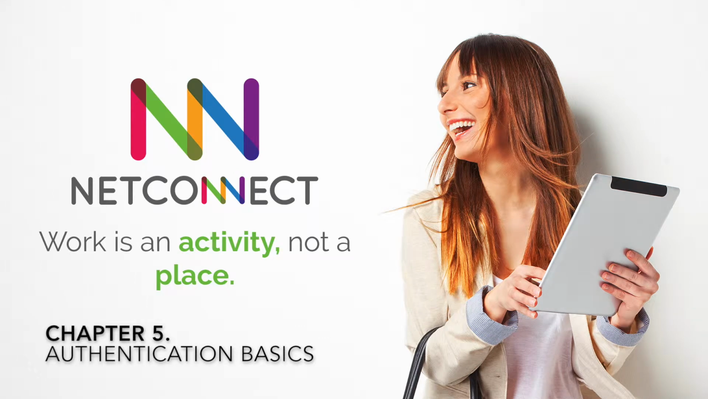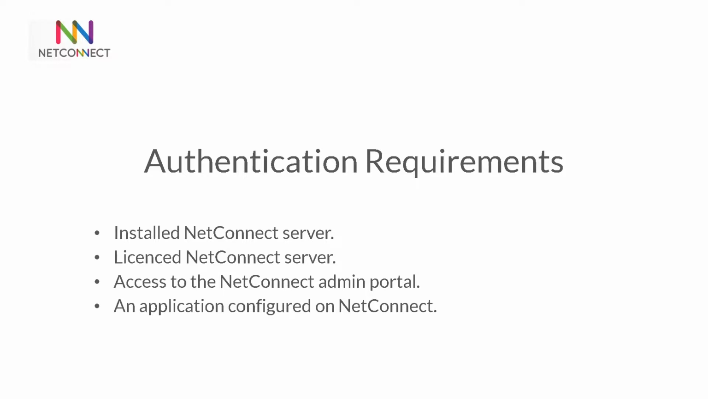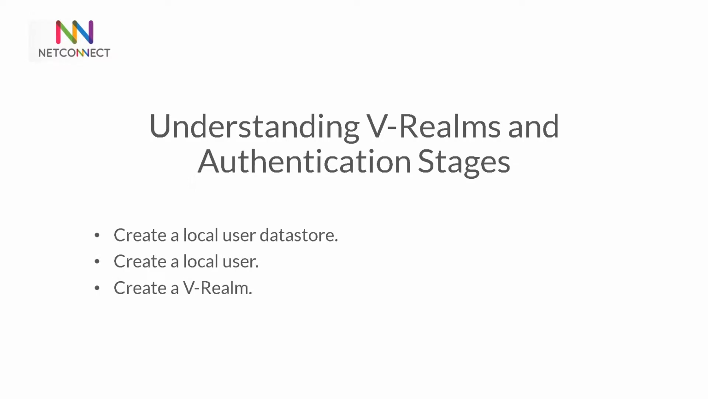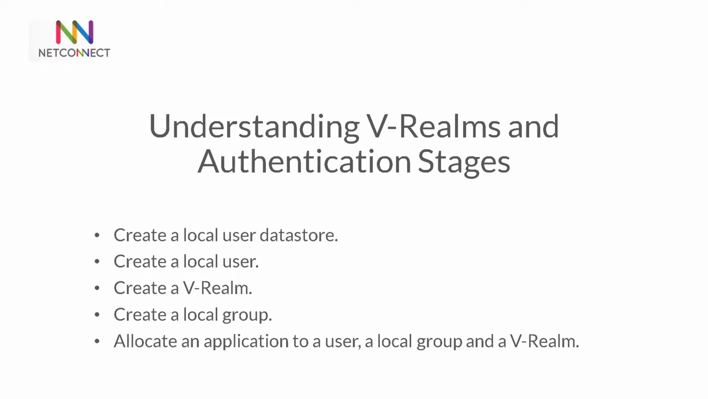In Chapter 5, we're going to cover basic authentication within NetConnect. Before you begin this chapter, you'll need to have an installed NetConnect server. It will need to be licensed, you'll need access to the admin portal, and you'll need to have an application configured. Now in this chapter, we're going to show you how to create a local user database, how to create a local user, how to create a vRealm, how to create a local group, and how to allocate an application to a user, group, and vRealm.